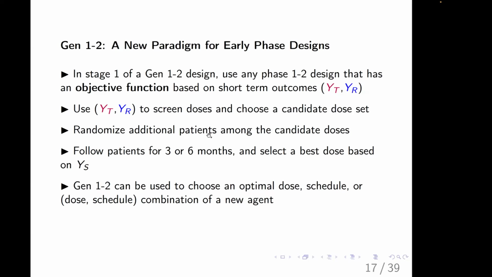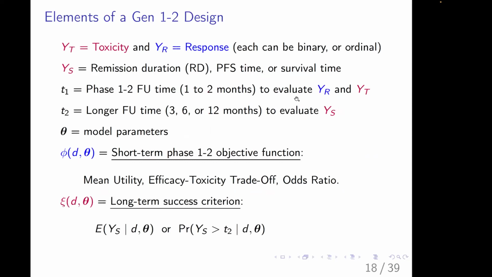And then here's the big step. You randomize more patients among the candidates, follow them a bit longer for as long as it takes to evaluate PFS, and select the best dose based on the PFS time, the Y sub S. Now, Gen 1-2 is actually quite general. It can be used to choose an optimal dose, an optimal schedule, an optimal dose schedule combination, and whatever rings your bell. It's up to you. It's just a paradigm.